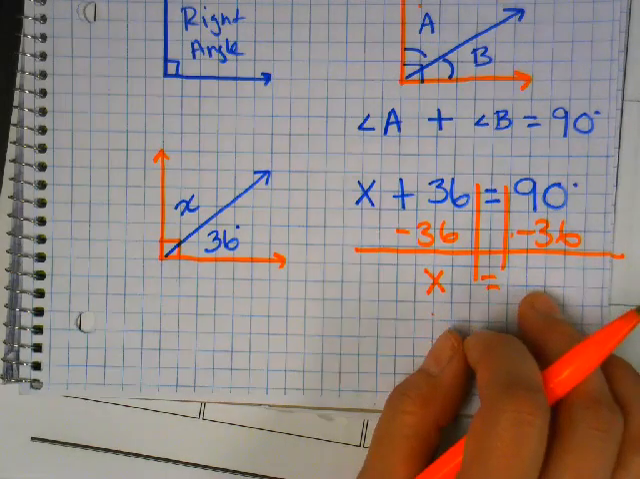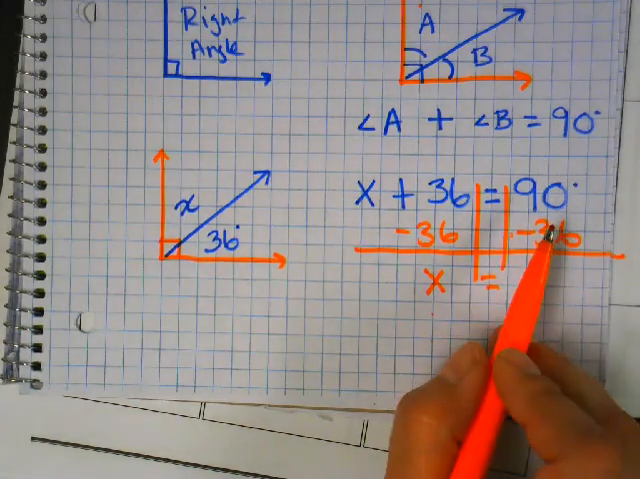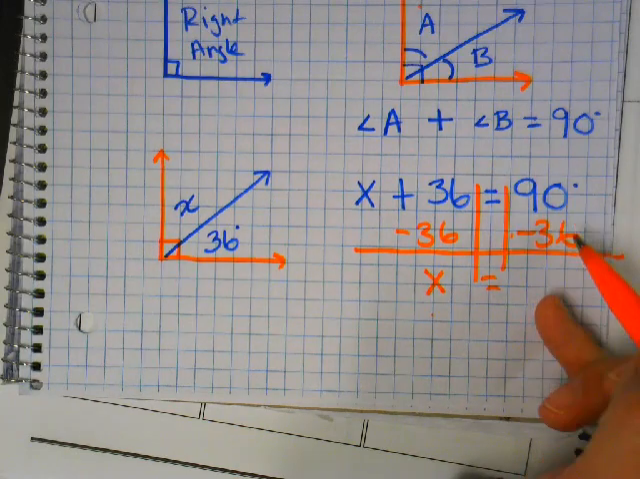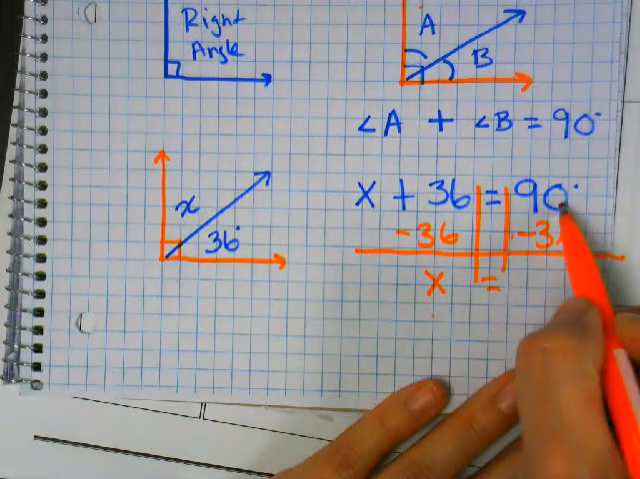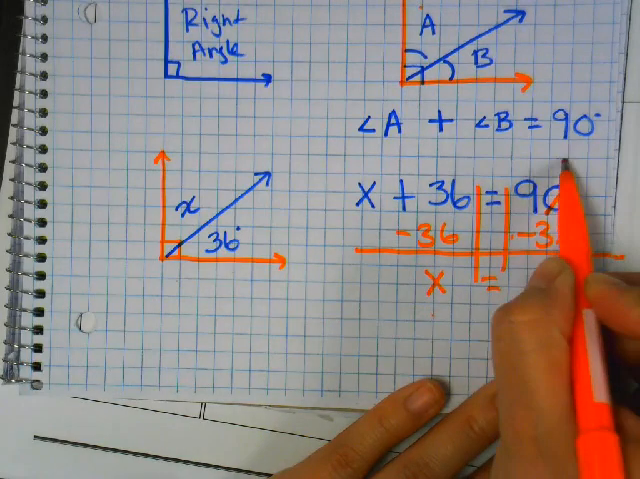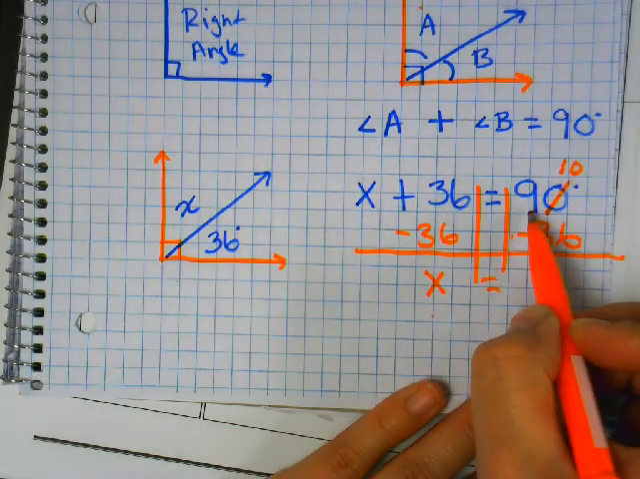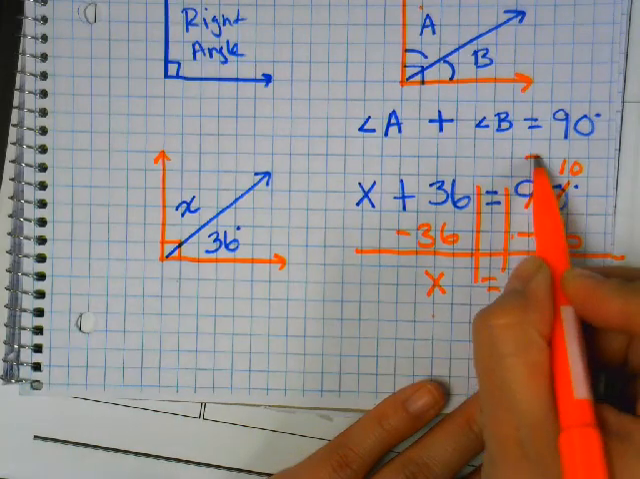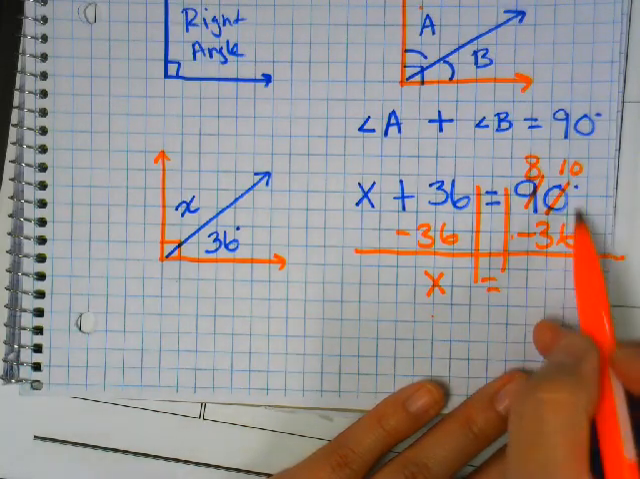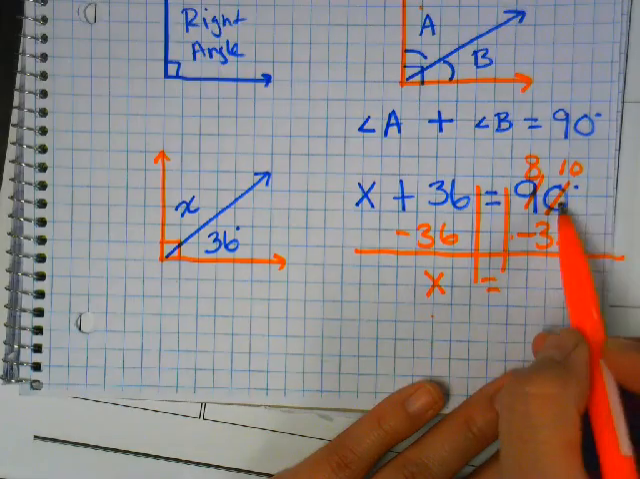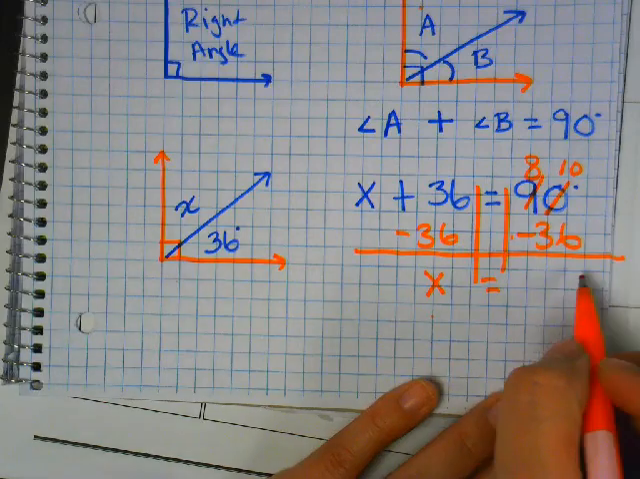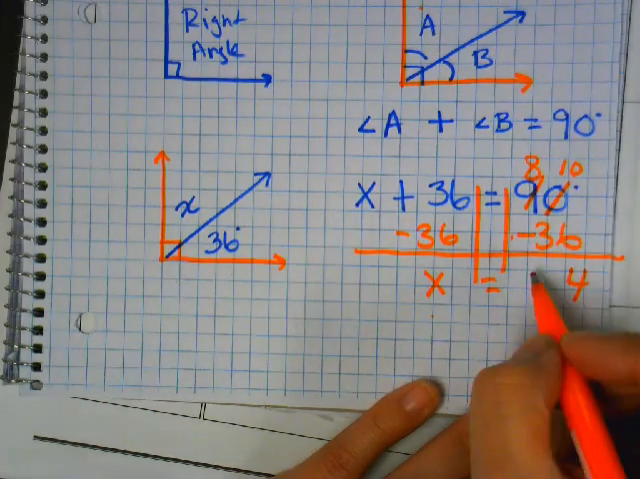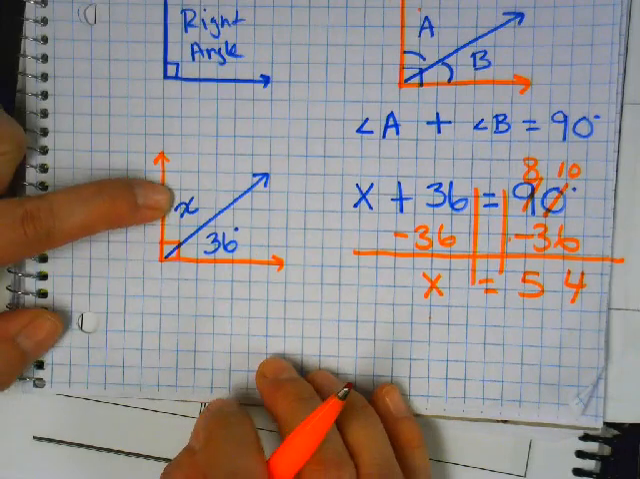Number one mistake kids do is they don't borrow correctly. If I have 0, can I take away 6? No, what do I have to do? Borrow. So what does a 0 become? A 10. And I borrowed from the 9. What does the 9 become? 8. So the 0 becomes a 10, the 9 becomes an 8. Now I can subtract. What's 10 minus 6? And then 8 minus 3? 5. So that means that this angle measures 54 degrees.